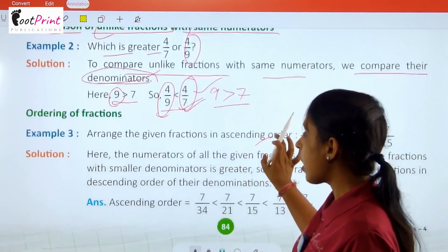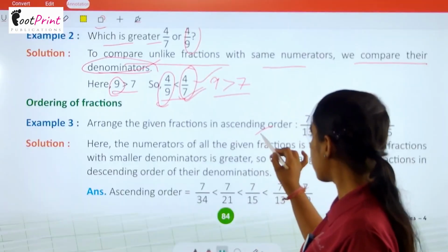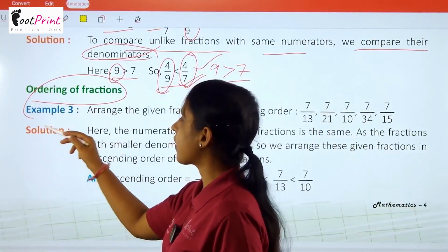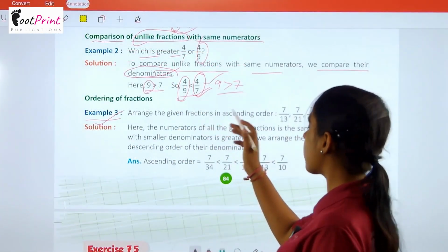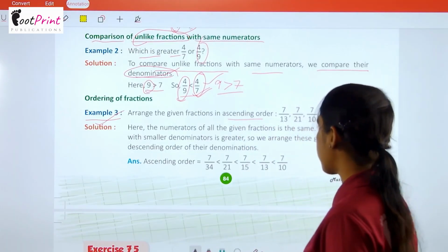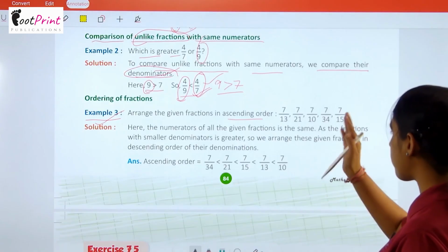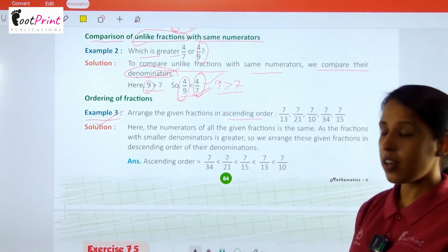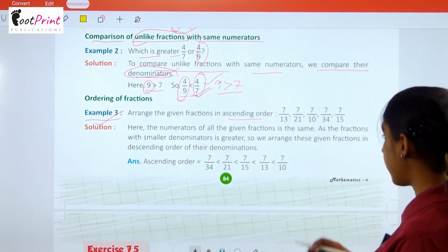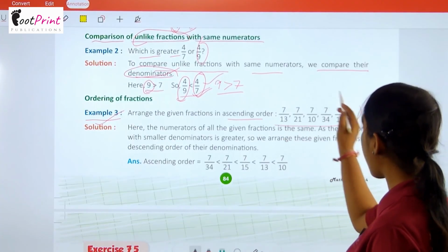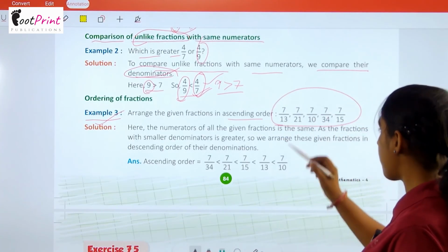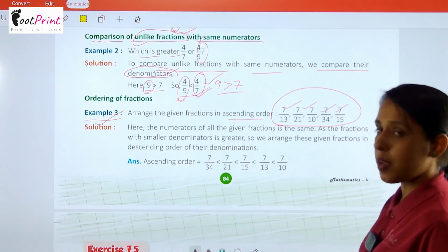ठीक है, नाउ ऑर्डरिंग ऑफ फ्रैक्शन. अब फ्रैक्शन की ऑर्डरिंग कैसे करते हैं हम. एग्जाम्पल नंबर 3, अरेंज द गिवन फ्रैक्शन इन असेंडिंग ऑर्डर. So what are the fractions here? 7/13, 7/21, 7/10, 7/34 and 7/15, and it is showing that these are unlike fractions but have the same numerator.